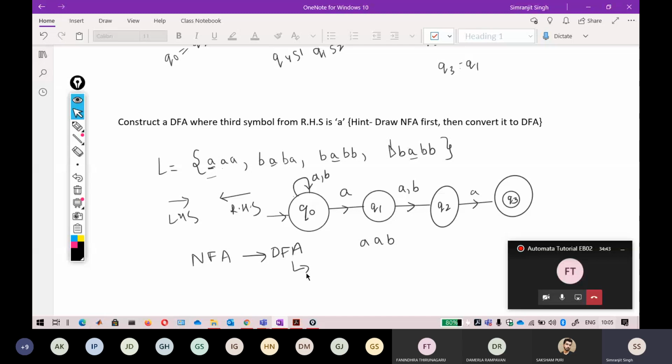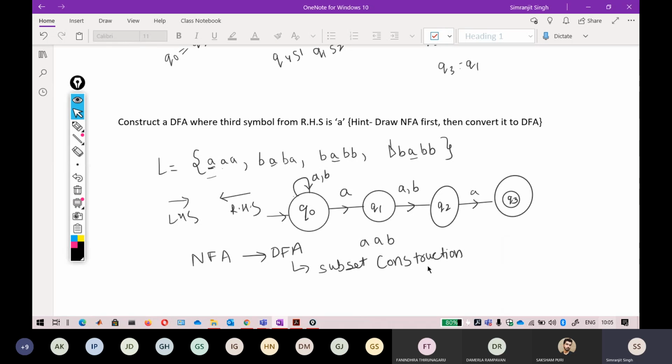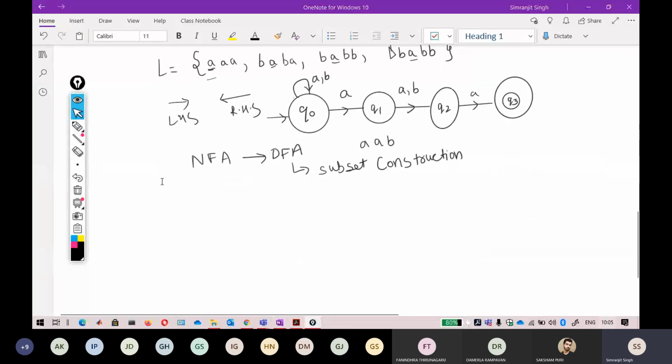I don't think I have mentioned the name of that method: it is called the subset construction method. To convert from NFA to DFA, the method is subset construction. You are constructing different subsets. Now, if you have drawn this NFA, convert it to a DFA. I think you forgot about that, but if you do this question, you will get the answer again. I will tell you the solution in like 5 minutes, so just try it yourself first.